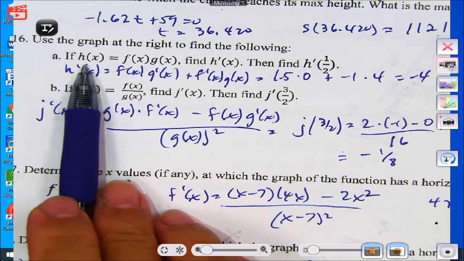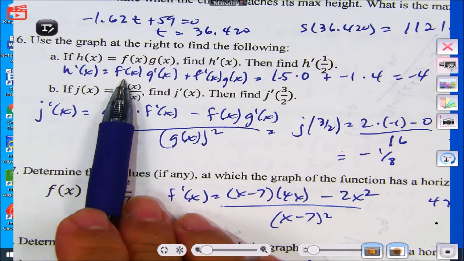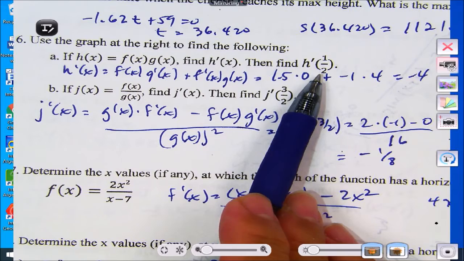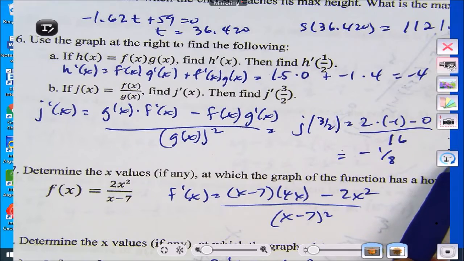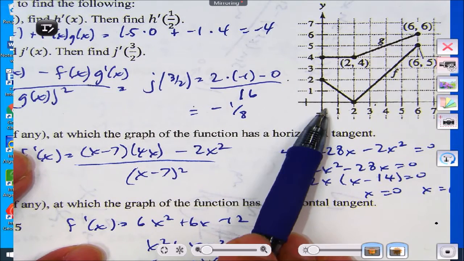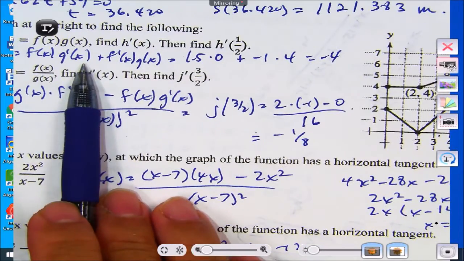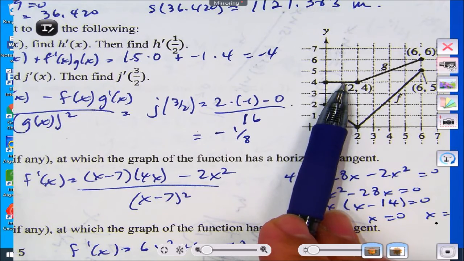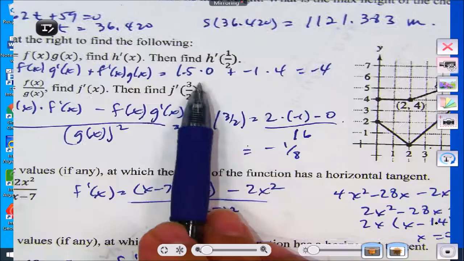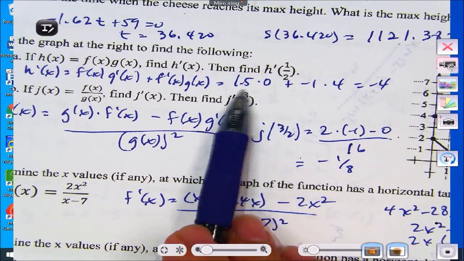If you got h of x as this function, use the product rule to find the derivative. This is looking for 1/2. So what's f of 1/2? F is this one, so f of 1/2 is here. It's 3/2, or 1.5. You can just estimate it. And then it says g prime of 1/2. Here's g. What's the slope here? The slope is 0. It didn't really matter how bad your approximation was, because 0 is going to wipe out your approximation anyway.